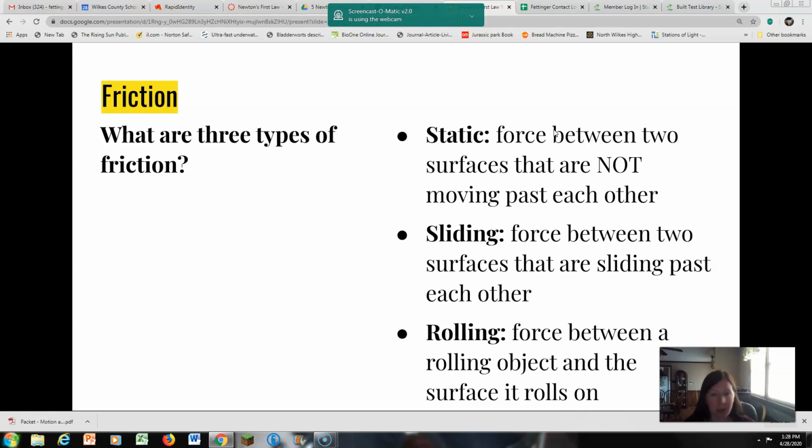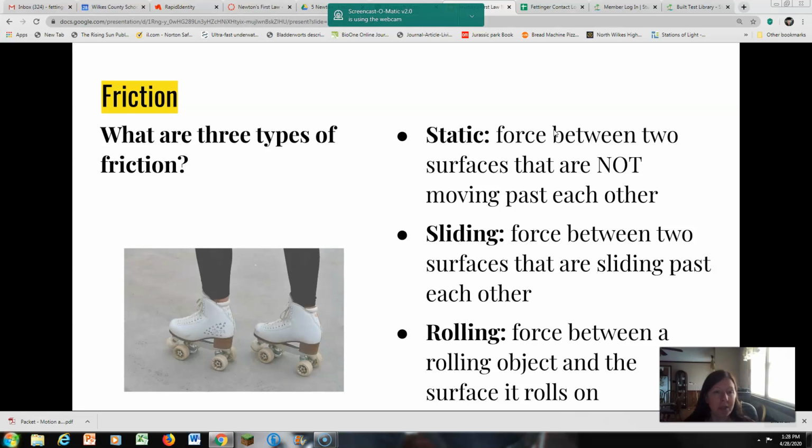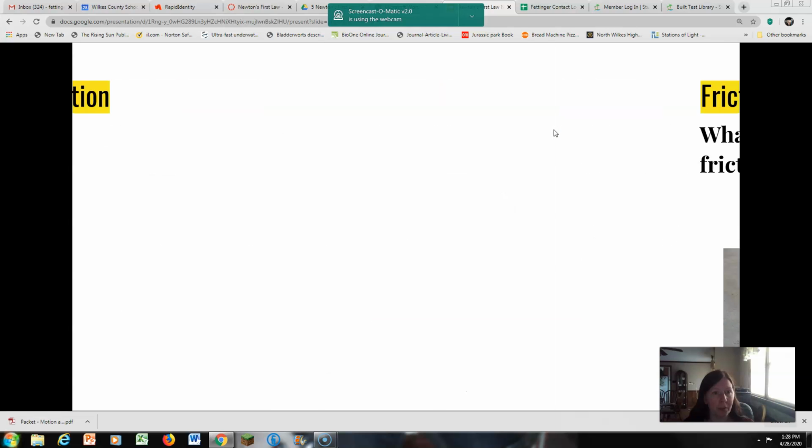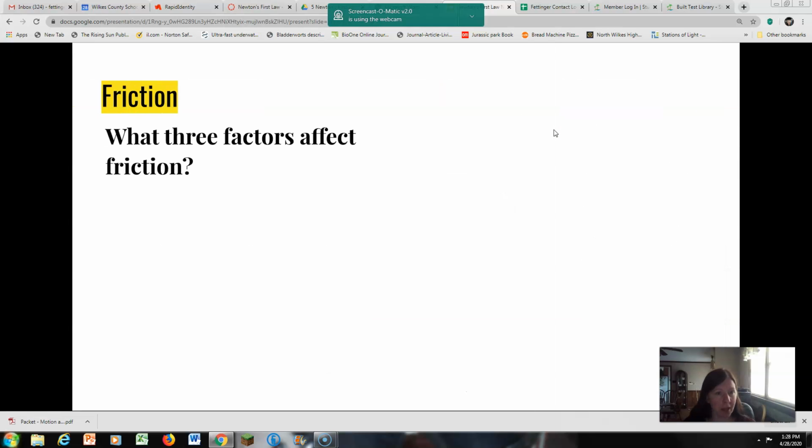And if I were to take a book that is on the counter and start sliding it across the counter with my finger, you'd have something called sliding friction. Okay, and that's present when you have two objects moving past each other. The last one is rolling. We see that with anything that has wheels: cars, skateboards, and, as in the picture, roller skates, and this is just friction caused by rolling objects. Okay, so those are the three different types.